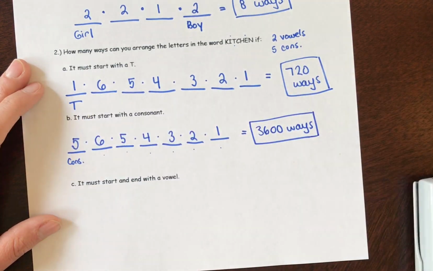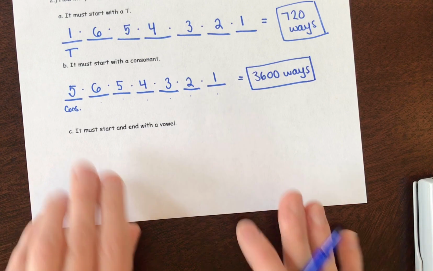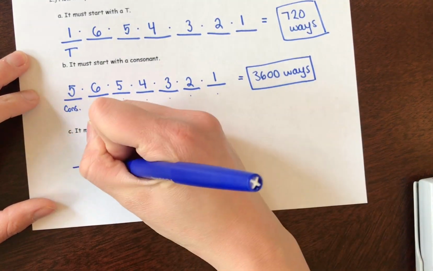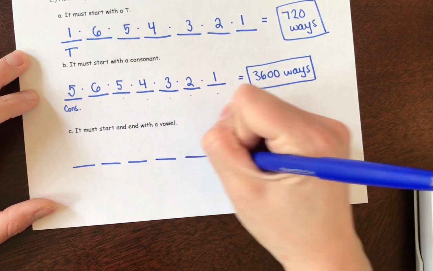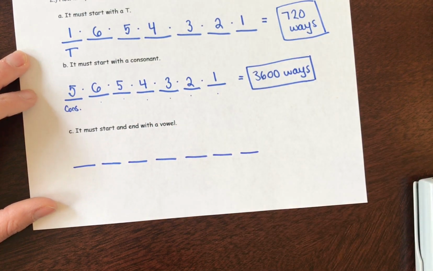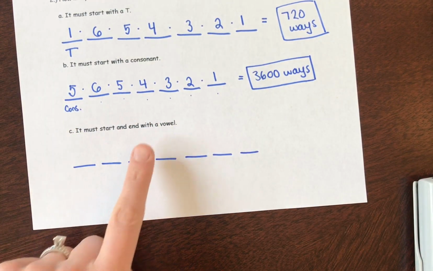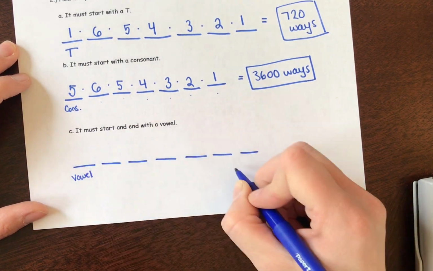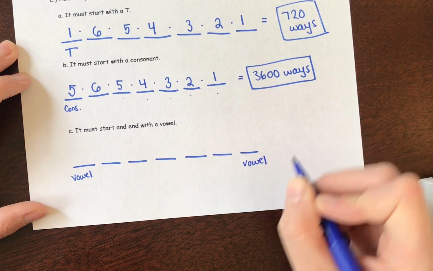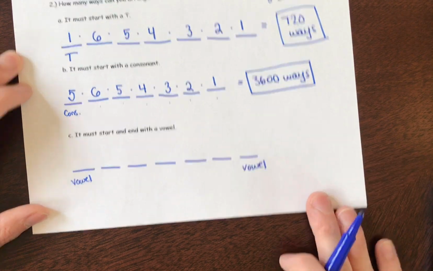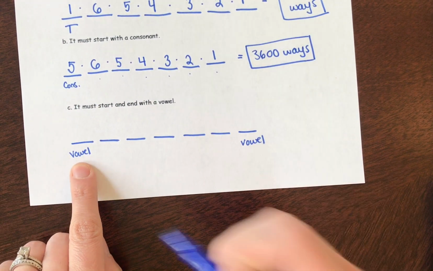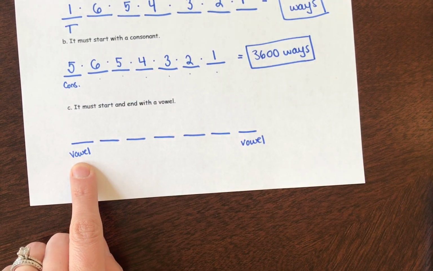Okay. All right. Last example that has to do with this word. So I'm still arranging the letters in the word kitchen. Okay, so I have 7 letters that I'm going to arrange. This time I want it to start with a vowel and also end with a vowel. Okay, so here you just have to be careful. I already know that there's 2 vowels in the word kitchen, so I'm going to fill in the first one here.